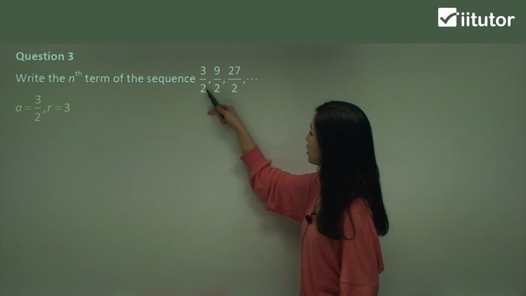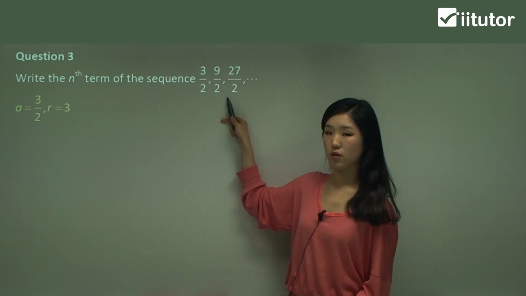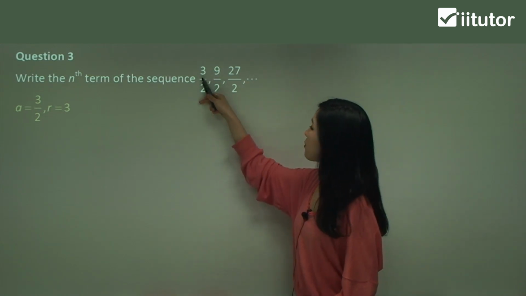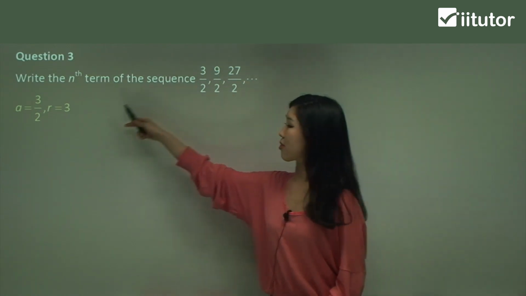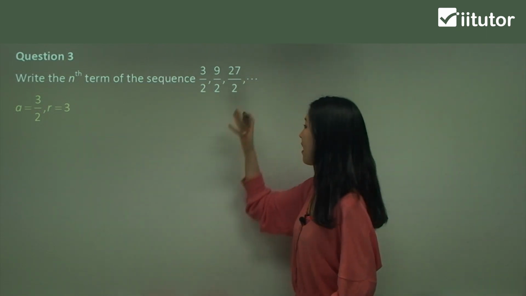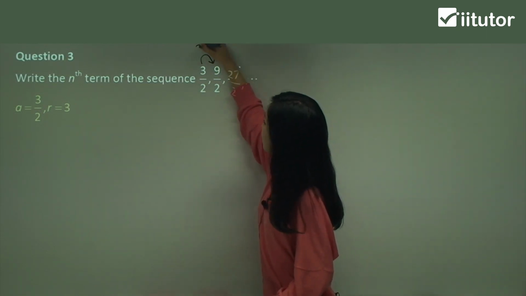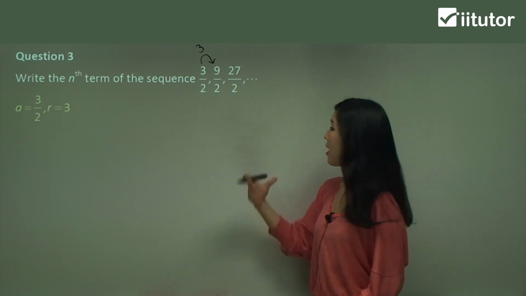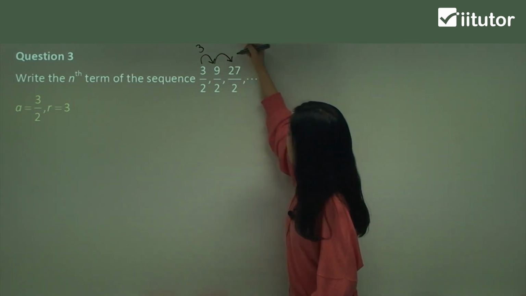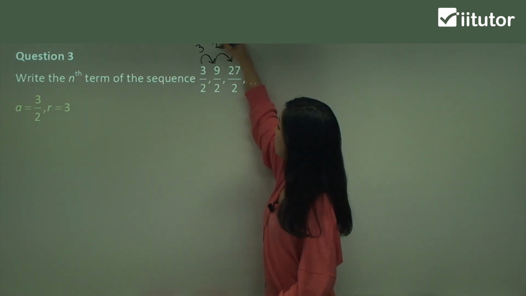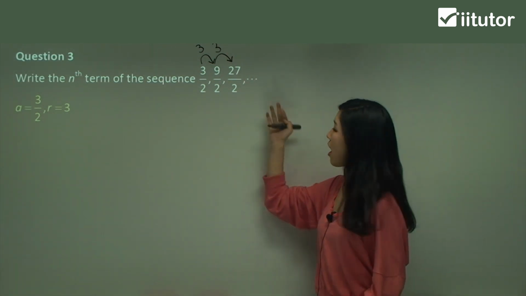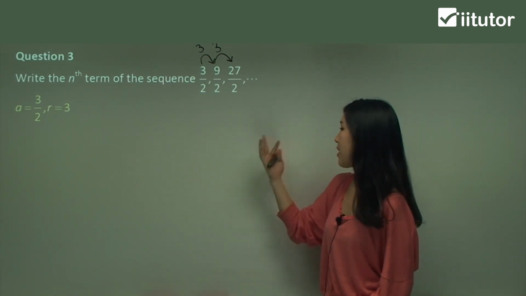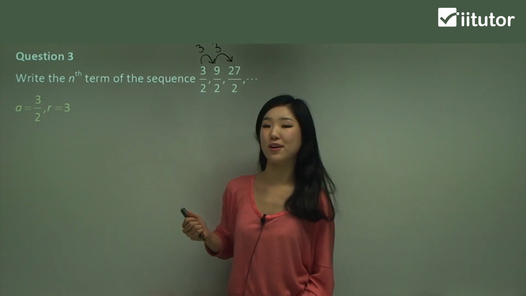So 3 over 2 times what is 9 over 2? Well, because the denominator is the same, let's not worry about the denominator. 3 times what makes 9, guys? 3. Okay, 3 times 3 is 9. So simply we multiply by 3 to get 9. So 3 over 2 times 3 is 9 over 2. And then 9 times 3 is 27. So again, we're multiplying by 3. So 9 over 2 times 3 is 27 on 2. So that's why 3 is our common ratio.